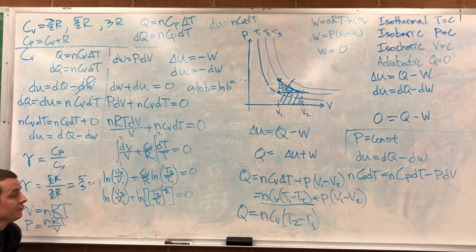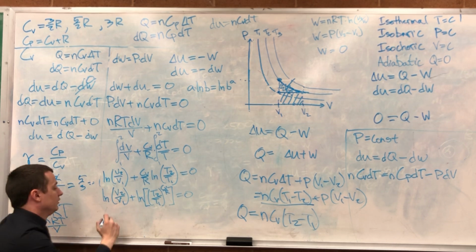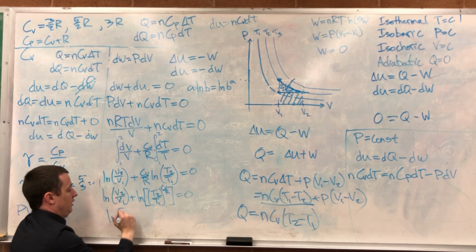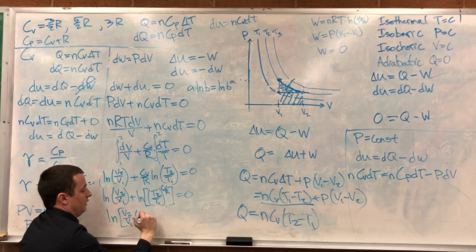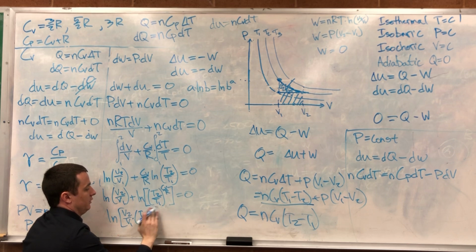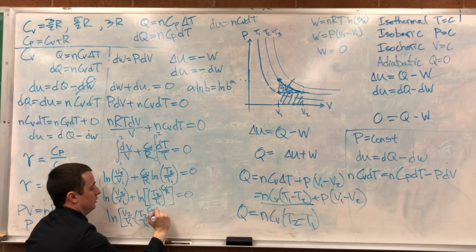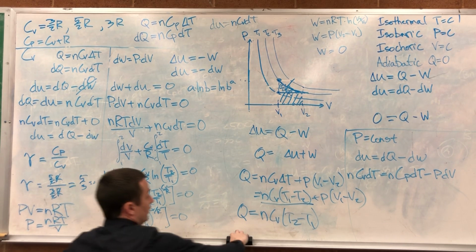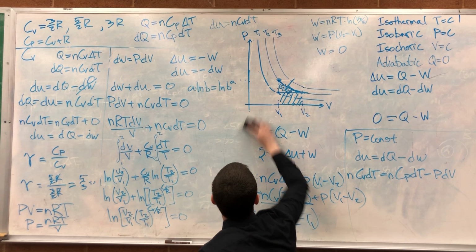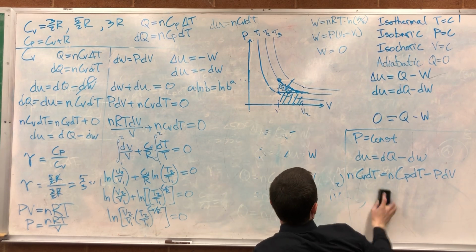Why are you doing that? Because now I can combine the logs together. A sum of logs is their product. So now this is the log of V2 over V1 times T2 over T1 to the power of CV over R is equal to 0. You with me so far? Yeah, I'm with you. All right.